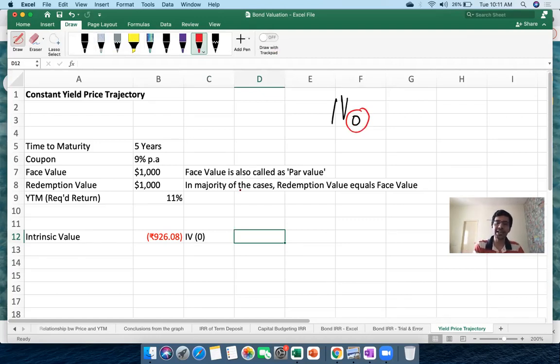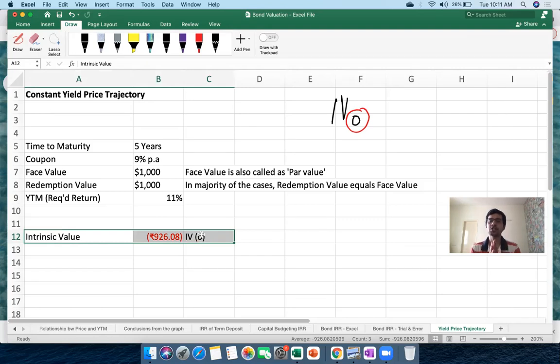But for the purposes of Excel, I'm denoting it in brackets because obviously I cannot spend time actually denoting it as a subscript. But the true way of denoting it is IV and then subscript 0, where 0 refers to today. So this is the intrinsic value of the bond today.